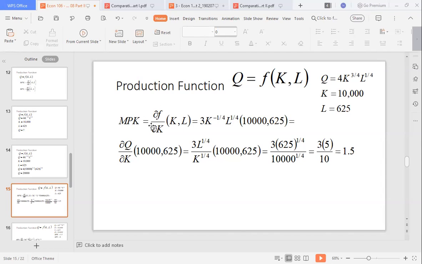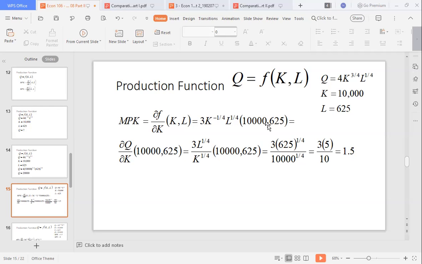So MPK is just partial F over partial K, again multiplied by KL here. So KL is what changes if we would have a change in any of those values K and L. The next thing that we did is get the first partial derivative with respect to K. We're holding L constant, and so our answer there is 3K^(-1/4) L^(1/4). And we also wrote on the side our K and L here as combinations of inputs. So we have 10,000 and 625.